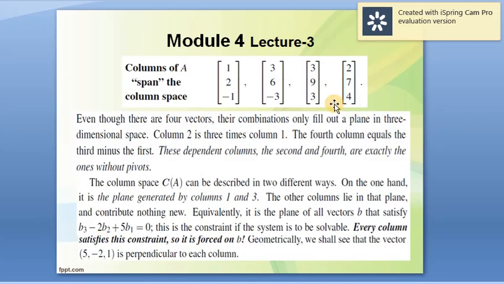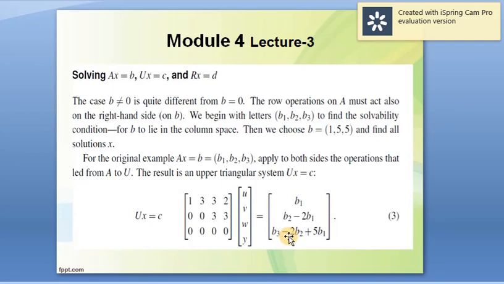Then the third, as we saw in the last step, b3 minus 2b2 plus 5b1 is equal to 0. Now this Ax equals b becomes solvable if and only if, when we substitute the values of b1, b2 and b3, it results in 0. Then only does the equation become solvable for those values of b, otherwise it is impossible to solve. So first we need to check the solvability of the equation.